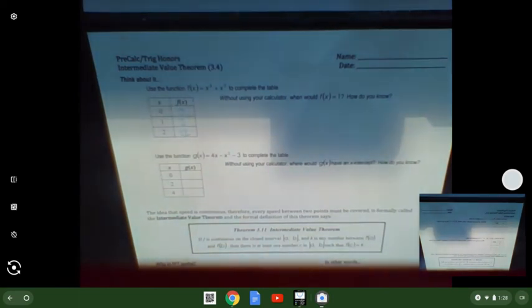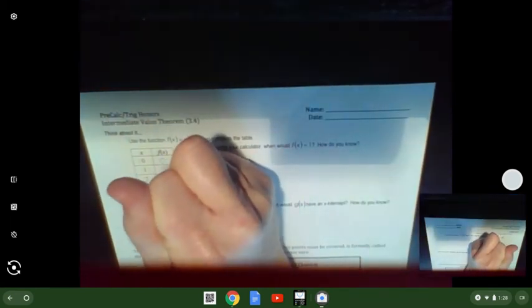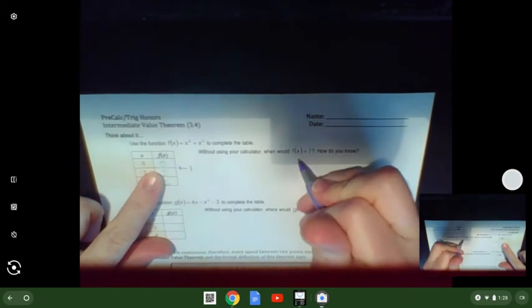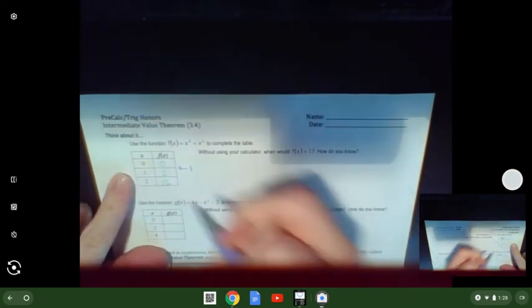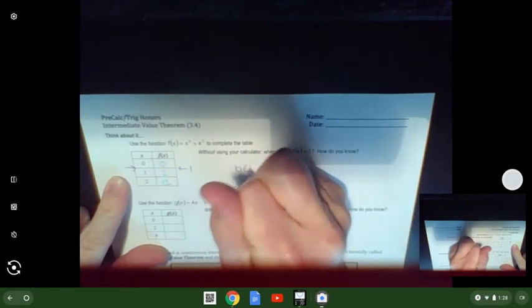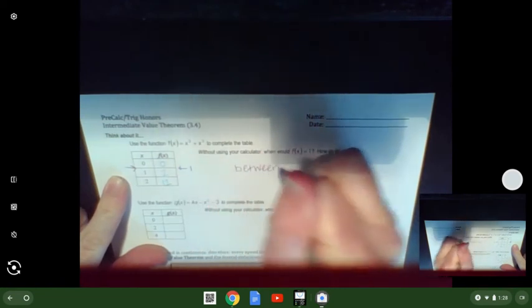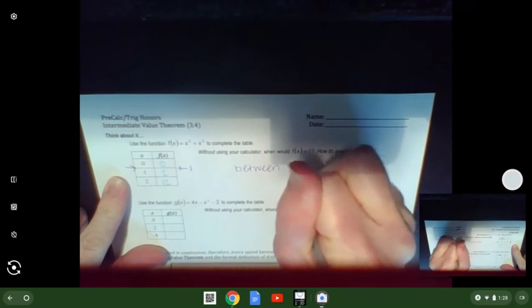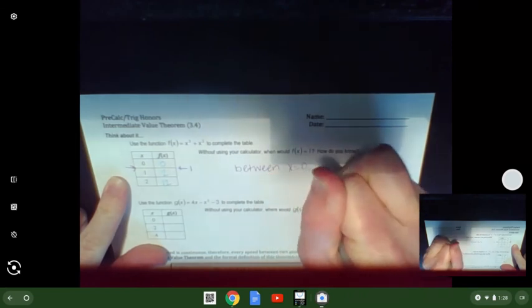Well, taking a look, I know 1, which is a y value, would fit somewhere right here. 1 is halfway between 0 and 2. So f of x must equal 1 somewhere between 0 and 1. Between x equals 0 and x equals 1.